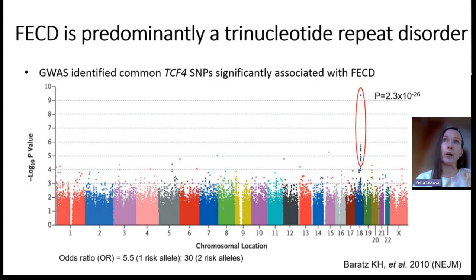A real breakthrough, however, happened in 2010 when the first genome-wide association study was performed, and the association between Fuchs and common single nucleotide polymorphism situated within TCF4, which is a transcription factor, was identified. All this suggested that the genetics of this condition may be complex for the majority of cases.